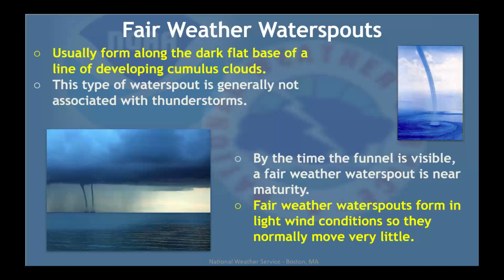The ambient conditions that these typically form in are light winds, and that means they are moving very little. Typically they hover over the same spot over the water. So if you're on a balcony at the beach and you see it out there, oftentimes it just sits and doesn't move very much, because the ambient winds are typically very light with these things.